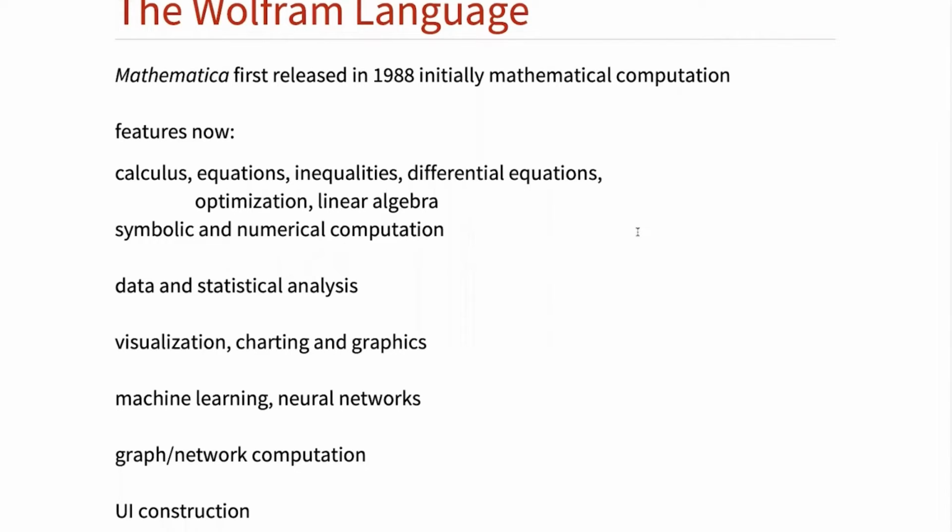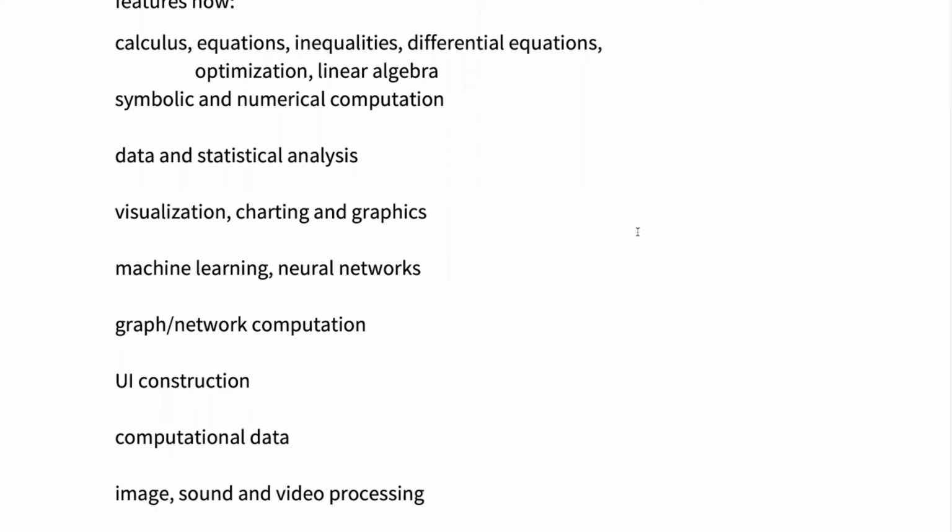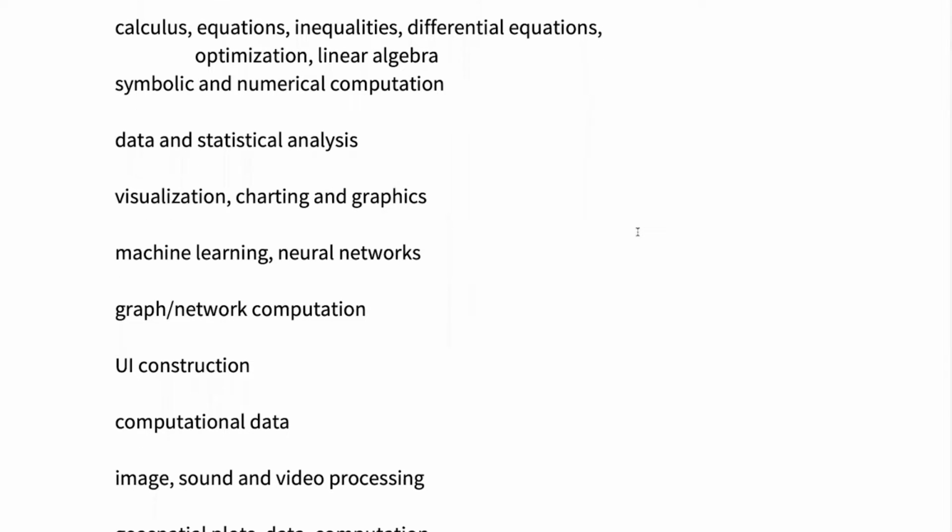Mathematica was released in 1988, and the initial focus was mathematical computation. And now we've built up a steady set of features, many of which you'll be interested in or using: various symbolic and numerical computation, data analysis, machine learning, computational data, geospatial plots, image computation, and all the things that there are talks about today.